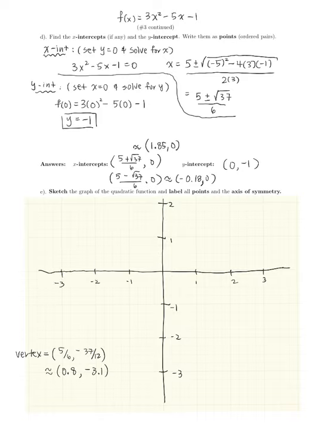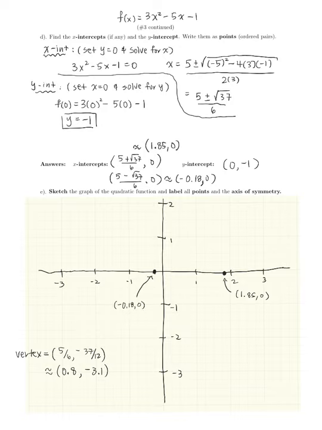Let's first jot down the x-intercepts. The first one is 1.85, comma 0. I'm just going to guess 1.85 will be maybe right here. I'll jot this down as approximately 1.85, comma 0. And the second one is negative 0.18, so negative 0.2 approximately. Let's make this dot as my approximation for negative 0.18, comma 0.